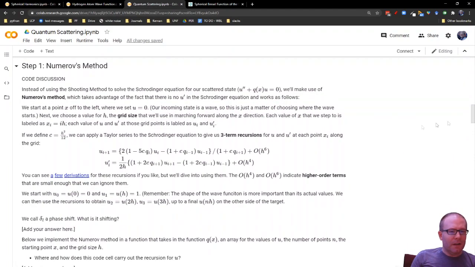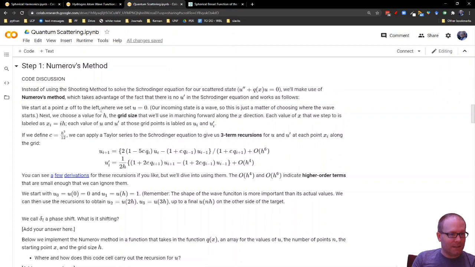So what we're going to use here is something called Numerov's method. This is something I am just now getting into. It's a really cool approach. It's a complement to the Euler-Cromer method that we usually use on this channel. Basically what it does, it takes advantage of the fact that there is no first derivative in this equation. Right? There is no u prime in this differential equation, and that actually makes Numerov's method more accurate at larger step sizes.